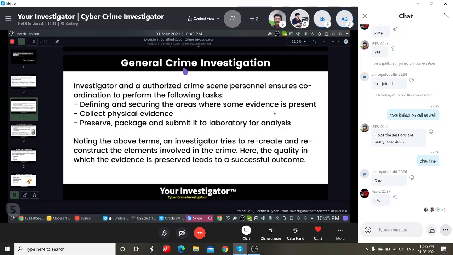Noting the above terms, an investigator tries to recreate and reconstruct the elements involved in a crime. Here, the quality in which the evidence is preserved leads to a successful outcome. There are a lot of examples which I'm going to give in the later sections, probably the next classes, especially dealing with digital evidence. But the one thing you need to always keep in mind is to ensure that whatever you are taking as evidence should be quality evidence. The more quality evidence you take, the better the conclusion for the investigation.